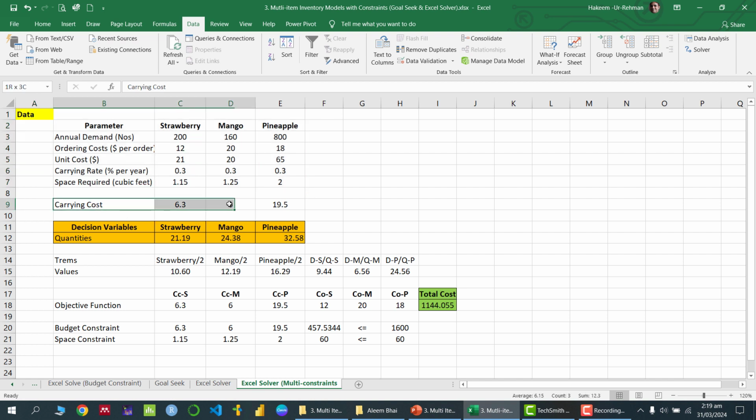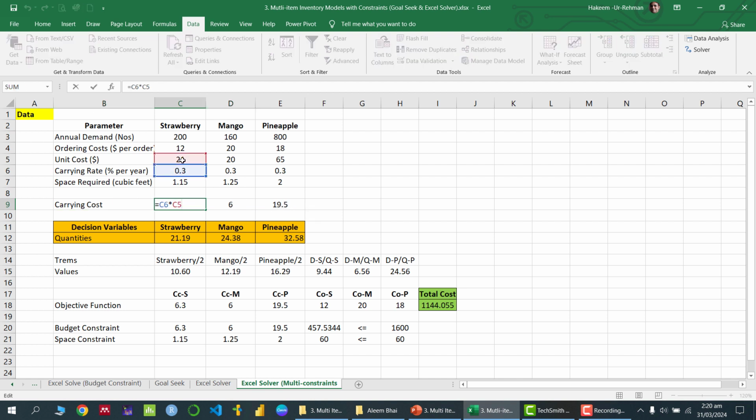The rest of the thing is the same as we have done in the Excel Solver for the budget constraint. Again, we are going to find the carrying cost. So how can we do that? Simply the carrying rate multiplied by the unit cost. Similarly, carrying rate multiplied by the unit cost.